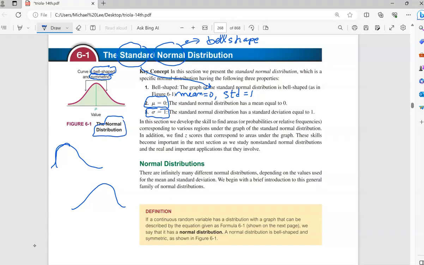So always remember, normal has two things. What is it? Bell-shaped, and symmetric. Not this kind of bell-shaped, not this kind of bell-shaped. Right in the middle, bell shape. So this means it's symmetric. When you cut in the middle, they look what we call congruent. Okay, that's normal distribution.